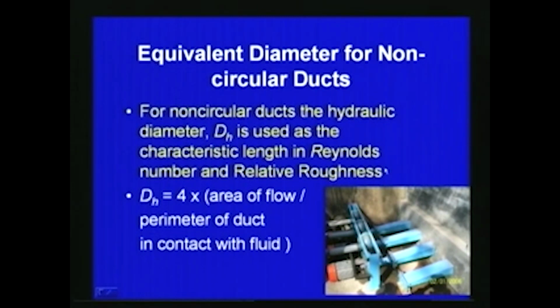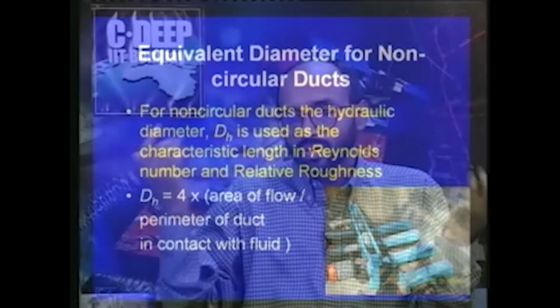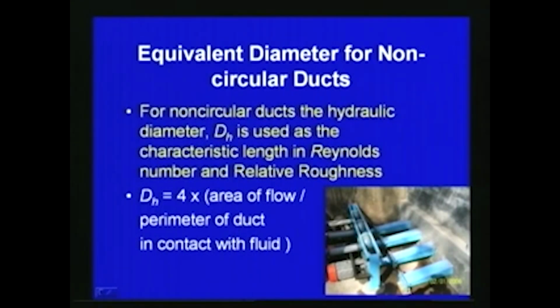So for the non-circular ducts which we use for the field problem, we can find out the equivalent hydraulic diameter DH, and then we can solve for the Reynolds number or relative roughness and other parameters. So generally this DH, which is the hydraulic diameter, will be 4 times the flow area divided by the perimeter of the duct in contact with the fluid.